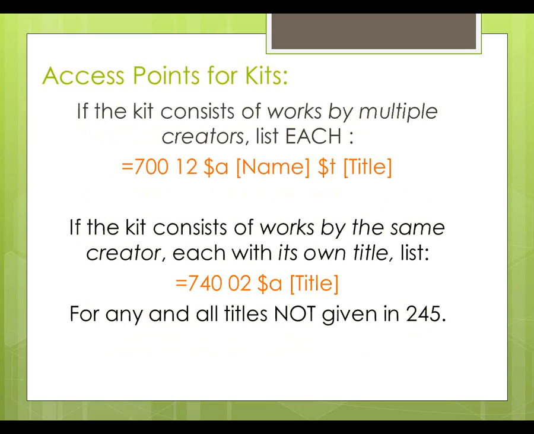Okay, so here's some examples of how this might look when you're writing it, and we're using the flat text view here rather than the ruled view. So field 700 is for an author added entry, and you can do author plus title using subfield T. So if the kit consists of works by multiple creators, you should list the names and then the titles of those individual works that are in the kit.